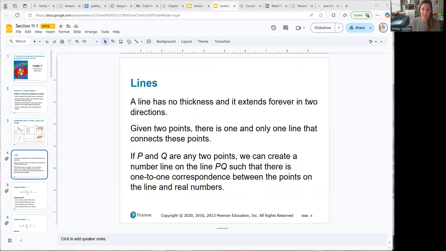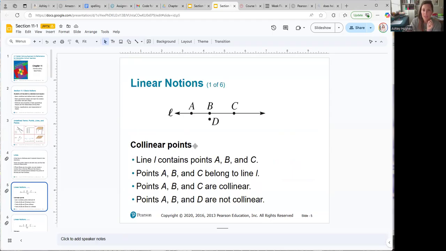A line has no thickness. It extends forever in two directions. We must have 2 points, and this is a theorem in geometry, or an axiom: given 2 points, there's one and only one line, that means it's distinct, that connects those 2 points. So 2 points define a line. Any 2 points define a line. If P and Q are any 2 points, we can create the number line on the line PQ such that there's a one-to-one correspondence between the points on the line and the real numbers. So points, you need two of them to make a line.